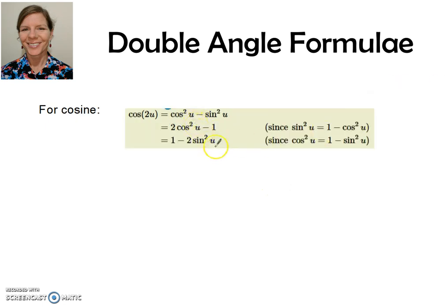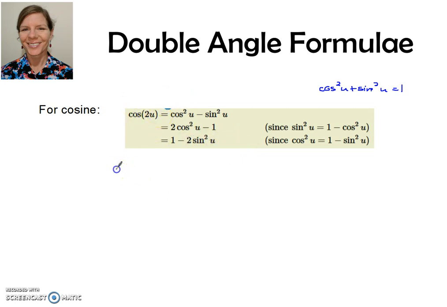For cosine, there's actually 3. So this is the main one, but then using the Pythagorean identity, remember that cos squared u plus sine squared u equals 1. You can then rearrange this and get it just in terms of cos or just in terms of sine, which sometimes can come in handy as well.